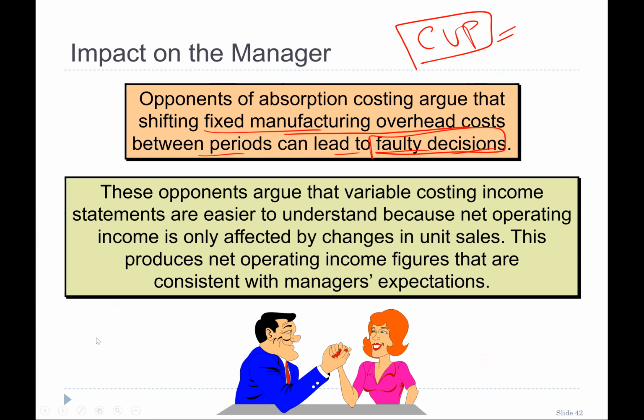The opponents of variable costing, or those who are in favor of absorption costing, believe that it is easier to understand because net operating income is only affected by changes in unit sales. This produces net income figures that are consistent with managers' expectations. That's it. But just because it's easier to understand doesn't mean that you are making the right decision or taking the company in the right direction.